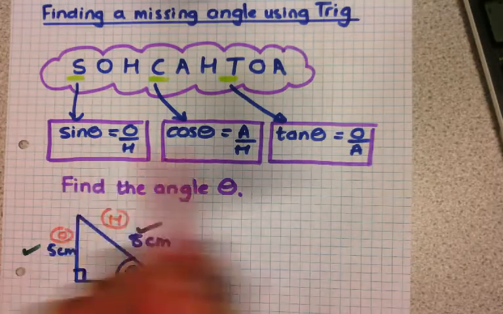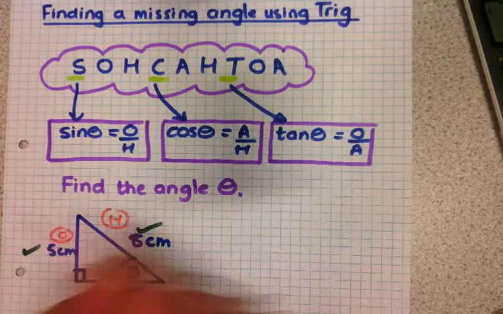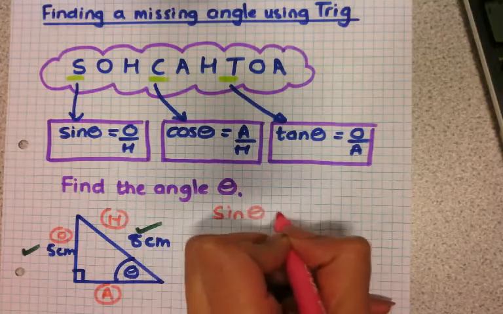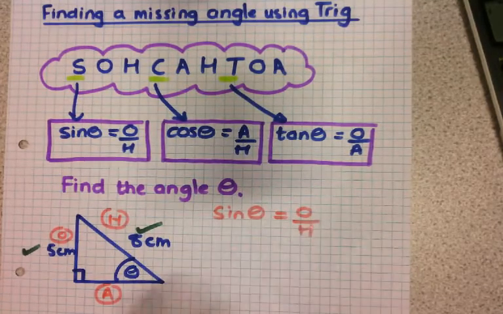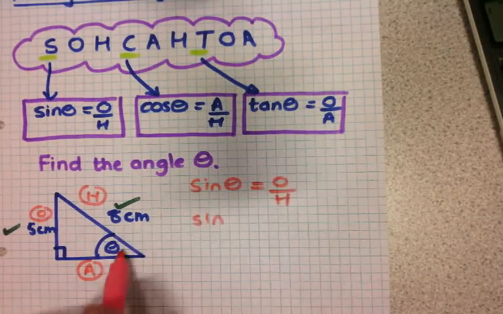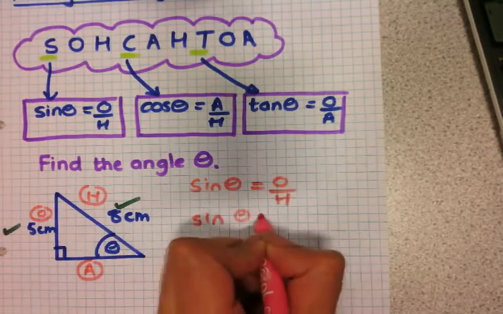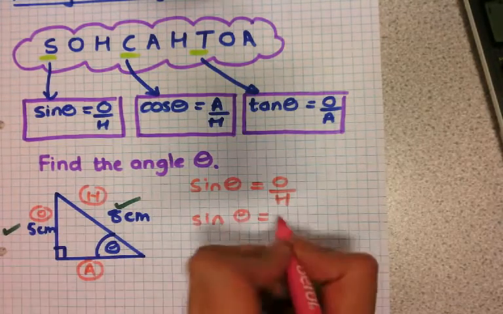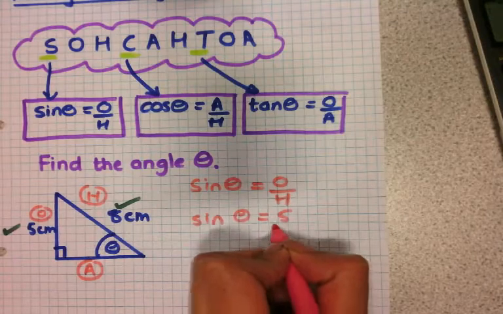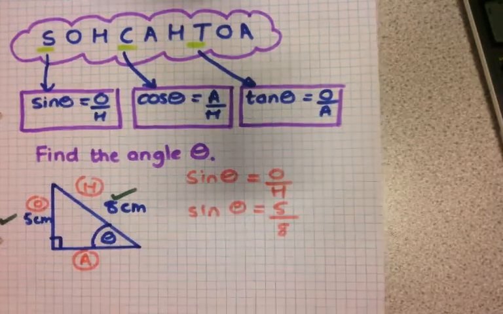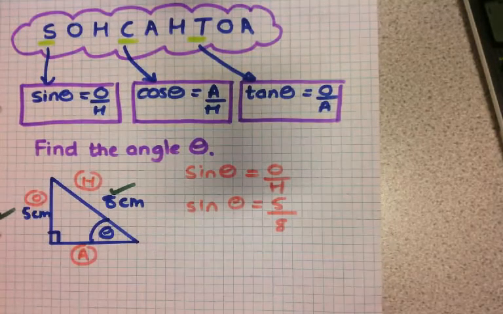So which one of these is to do with O and H? Sine. So sine theta is O over H. Now theta, I've got to leave it as theta because I haven't got that. That's what I'm looking for, the missing angle. Opposite is 5 and hypotenuse is 8.